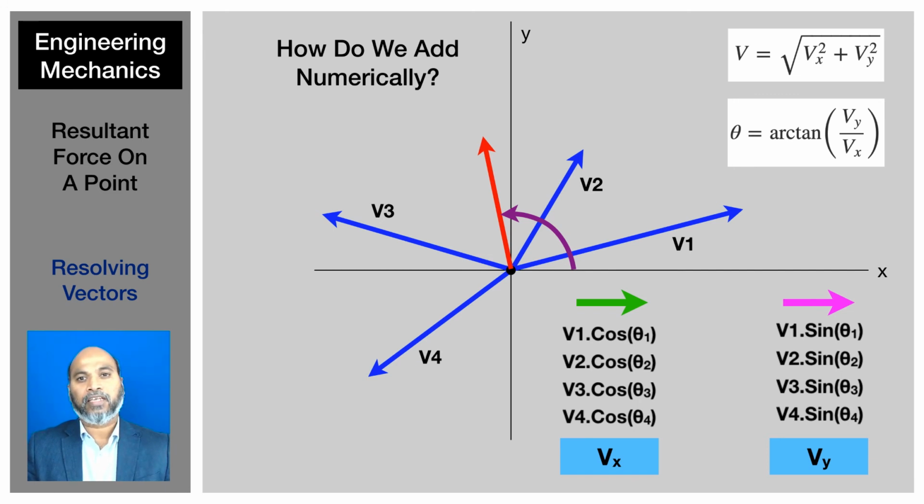And if this net effect, if Vx equals 0 and Vy equals 0, then the whole system is in equilibrium. That is not going to move. And that is what we have considered in some of the examples that we have seen earlier in the previous lesson.